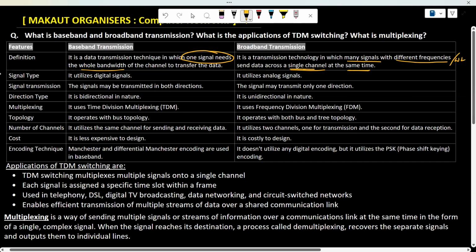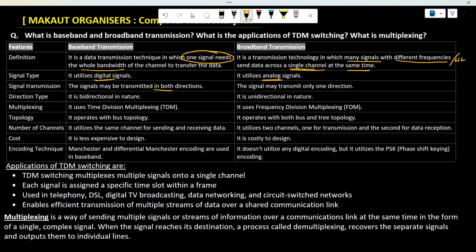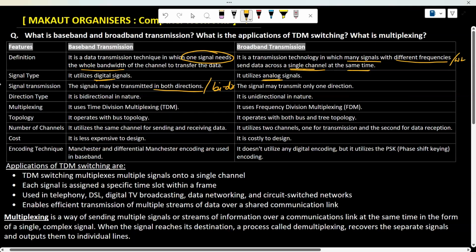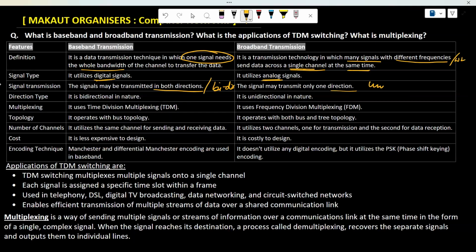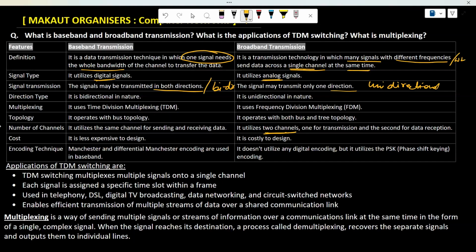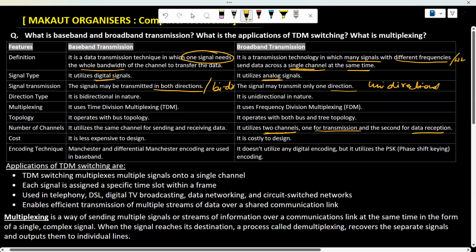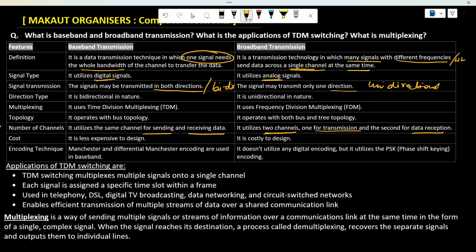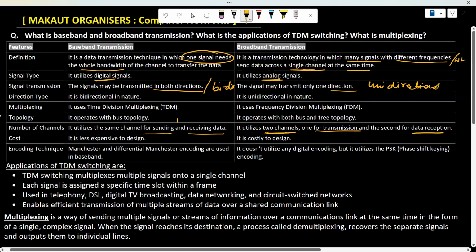If we see the signal type, baseband is used by digital signals, and broadband utilizes analog signals. In baseband, the signal may be transmitted in both directions. That means it is bidirectional. In broadband, the signal may transmit only in one direction. That means it is unidirectional. And if it is unidirectional, it utilizes two channels, one for transmission and the second for data reception. And in baseband, we can see it utilizes the same channel for sending and receiving data. That means it has only one channel.